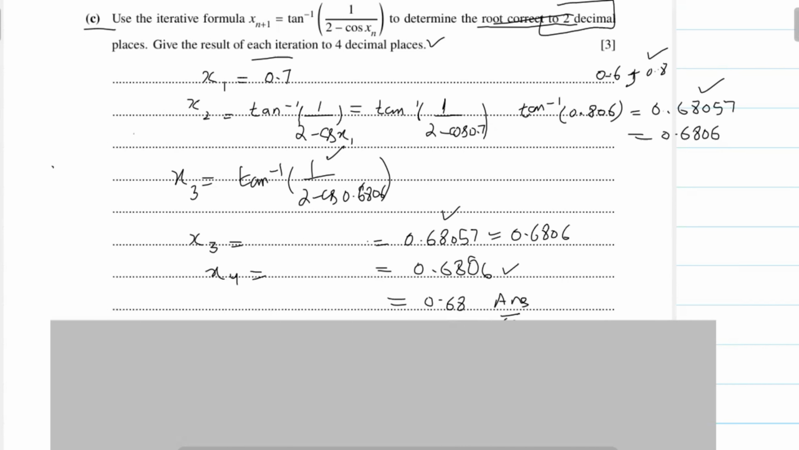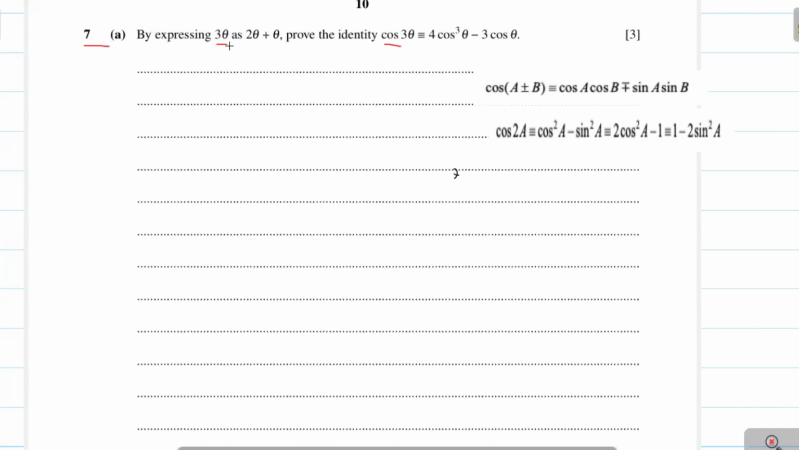This is the answer. Question 7, part A, by expressing 3 theta as 2 theta plus theta, prove the identity. In this identity, firstly, we will take the left-hand side and we will prove that this left-hand side will be equal to the right-hand side. You see here, the left-hand side here is cos 3 theta and we can write this cos 3 theta as cos of 2 theta plus theta.